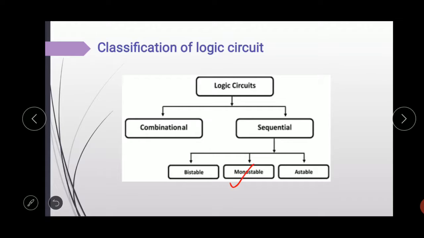Next is the monostable. As per the name, mono means one. Monostable circuits have only one stable state, and even if they temporarily go to the opposite state, they return back to their stable state after a fixed period of time. So they are never in a temporary state for a long period. They go to this temporary state for a certain time and again return back to the single, that is stable, state.